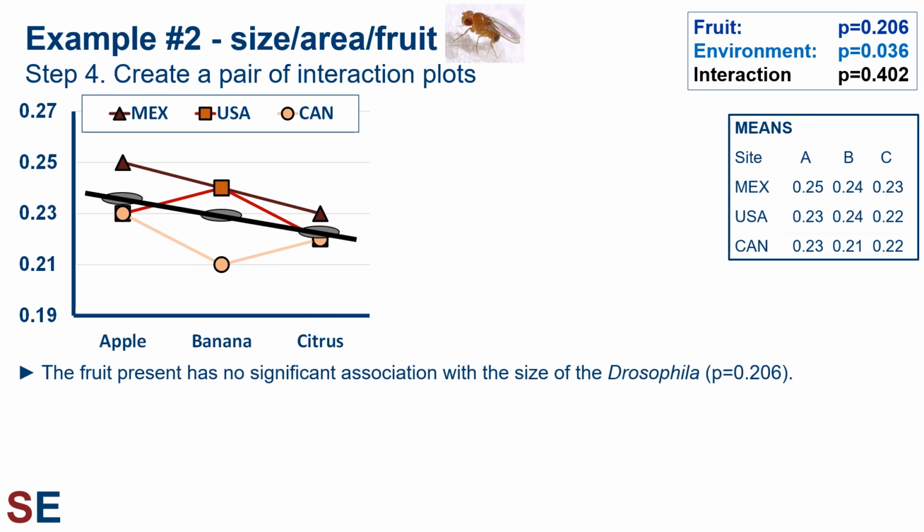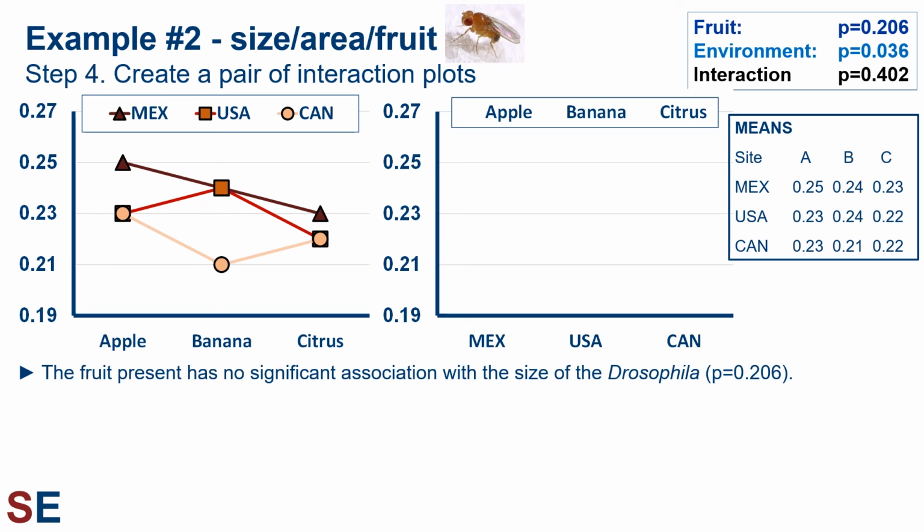This figure would be useful for seeing how the fruit factor is associated with differences in the mean, but our non-significant result tells us that the apparent downward trend is probably just due to random chance, not a real relationship between the fruit and the mean size of the flies. Our written conclusion will be, the fruit present has no significant association with the size of the Drosophila, p equals 0.206. For the second plot, we plot the environments on the x-axis and the mean values for the fruit groups connected by their symbols with lines.